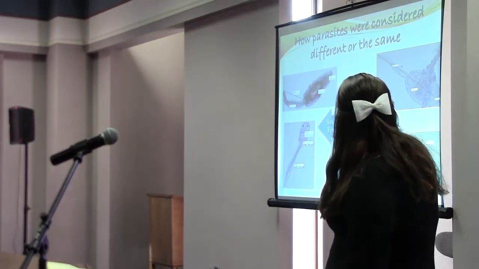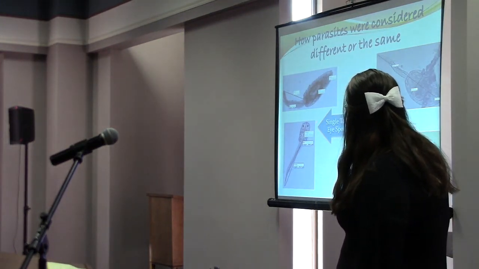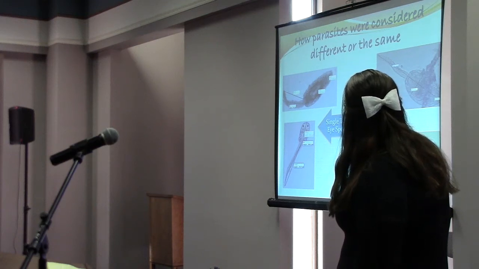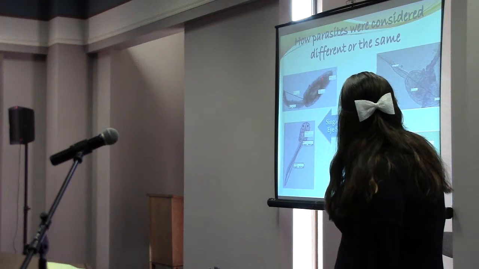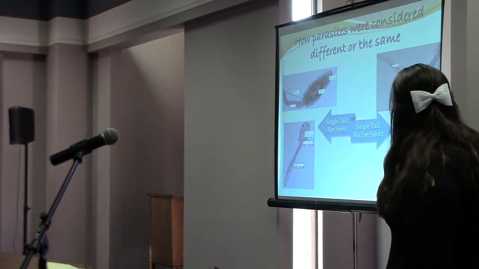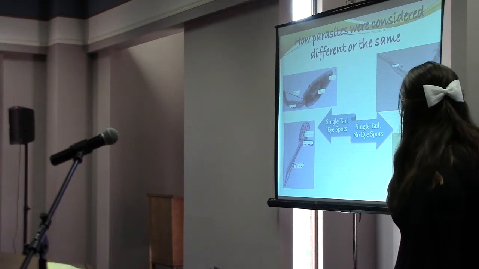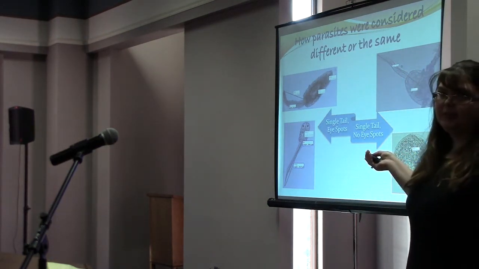As we can see on this side, single tail, there's only one tail for each one, and eye spots. You can see in this picture, you can clearly see the eye spots. This one you can look closer, but they are right there. And these on this side also have a single tail, but there are no eye spots at all. And that's one of the key characteristics to separate them out.